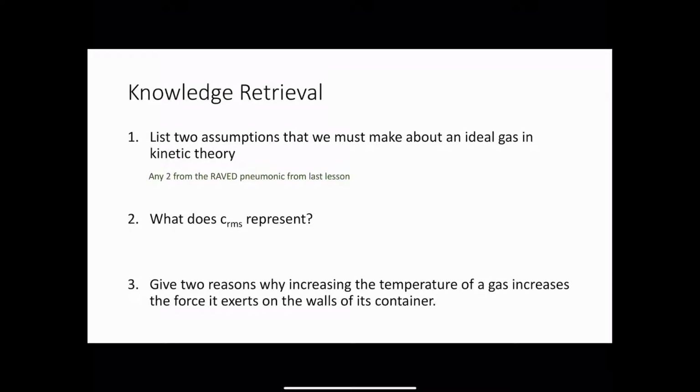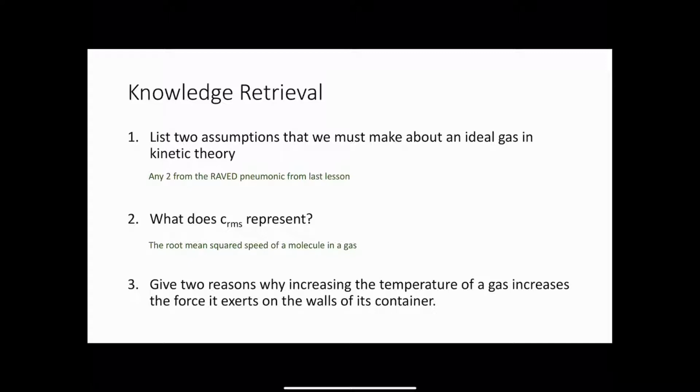Question 2 asks, what does CRMS represent? That is the root mean square speed, and this time we're talking about the molecules in a gas, so it's the square root of the mean of the squared speeds of the molecules.